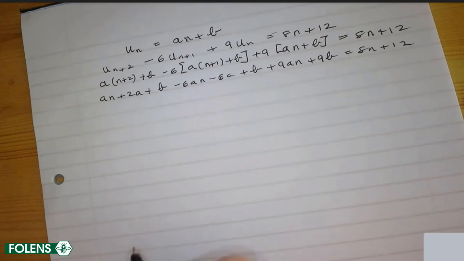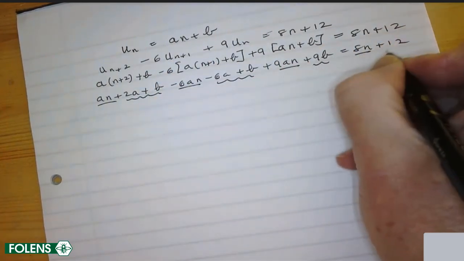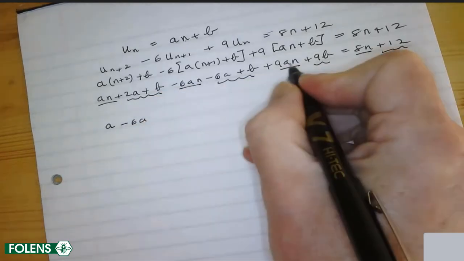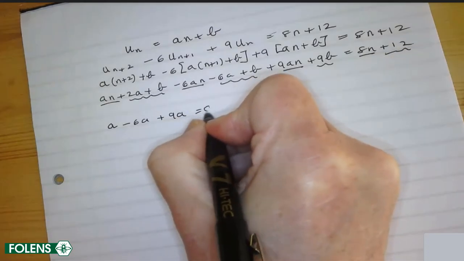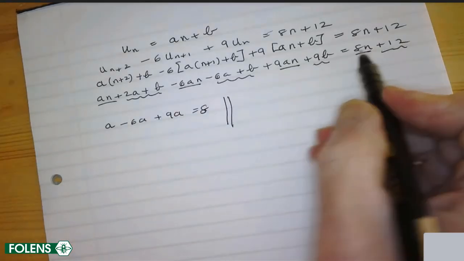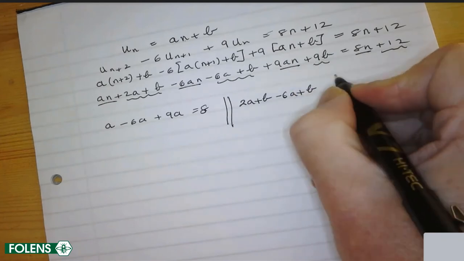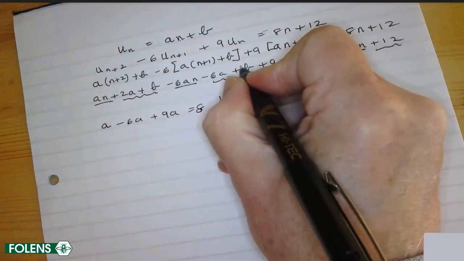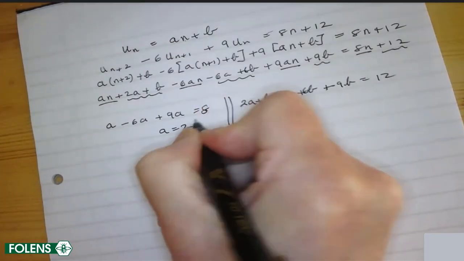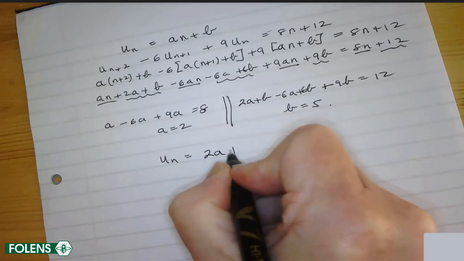And this is what we call an identity, which is dealt with in the maths course. The number of n's on the left, which are a minus 6a plus 9a, must equal 8. And the number of numbers, the ones without the n's, tally. The number of numbers, namely 2a plus b minus 6a minus 6b plus 9b, has got to be equal to 12. When you work these out, you get that a must be equal to 2 and b must be equal to 5.